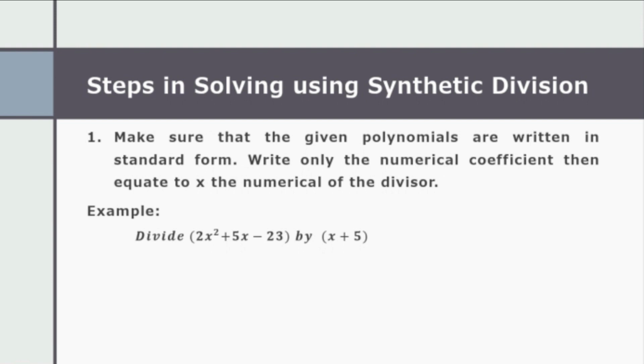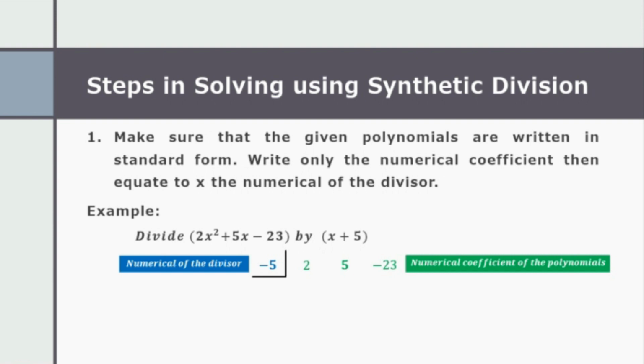To do that, we need to equate x plus 5 to 0. So we have x plus 5 is equal to 0. Transposing positive 5, it will become negative 5. Therefore, the value of x is equal to negative 5. So we write negative 5. Negative 5 is the numerical of the divisor. Then we need to write the numerical coefficient of the polynomial 2x raised to 2 plus 5x minus 23. The numerical coefficients are 2, 5, and negative 23.